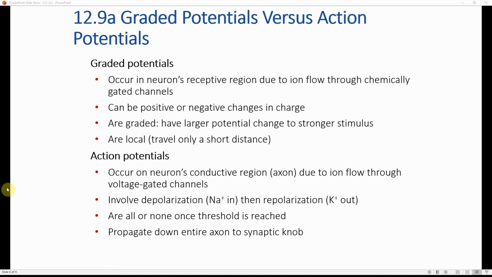Action potentials are different from graded potentials. They occur only on the axon. They're due to the sudden inrush of sodium through voltage-gated channels, and then the resetting of that, the repolarization, by opening electrically gated potassium channels. And action potentials are always all or nothing. If you reach threshold, then you have an action potential. It will race down the entire axon to the very end, or not, one or the other.